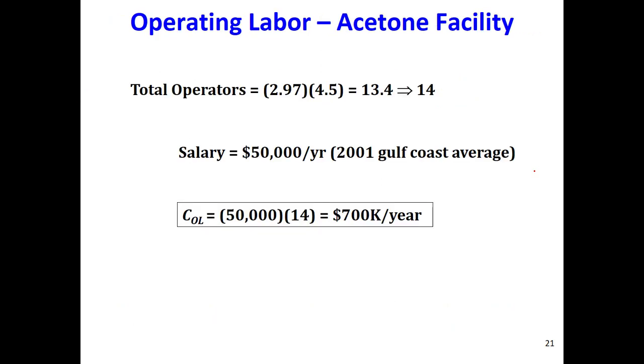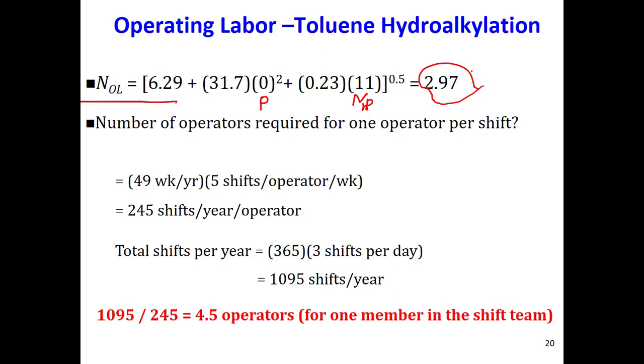Let's say we can round it to something like 3, but let's keep it like that for now. So that is the number of operators that you need per shift. If each shift needs 3 operators, right? Over a year, in each shift I have 3 operators, let's say operators A, B, C in this shift. I cannot use those operators for another shift.